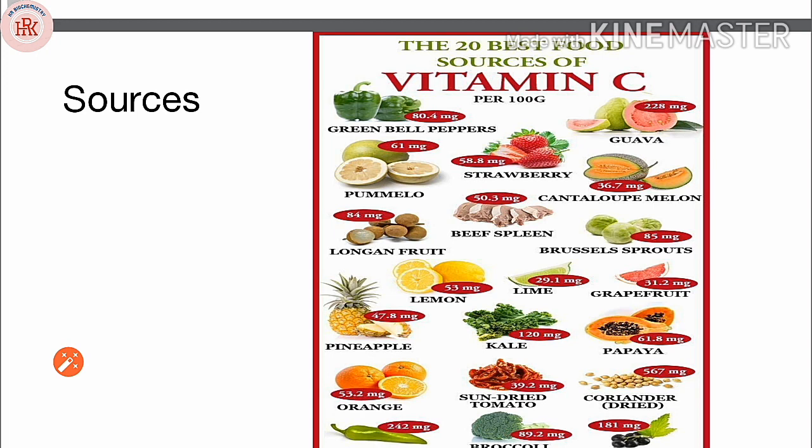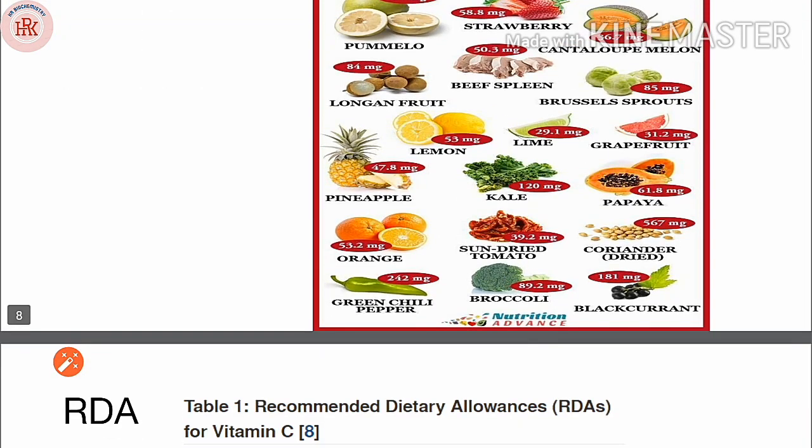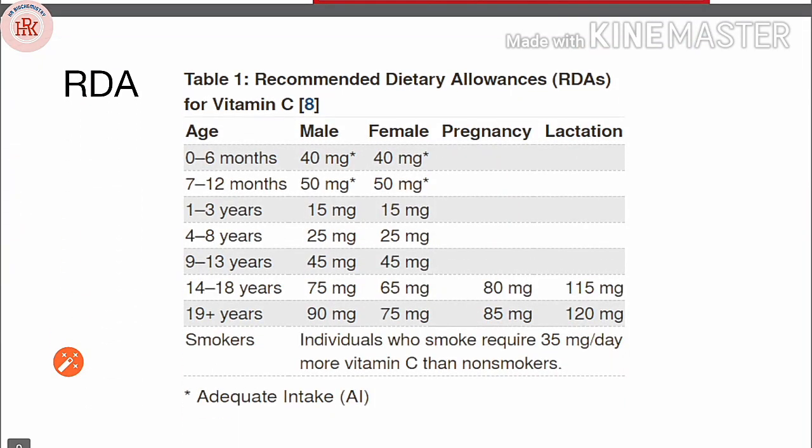Now coming to the sources from where we get vitamin C. We all know that vitamin C is present in citrus fruits and vegetables like guava, lemon, pineapple, papaya, orange, broccoli, strawberry, Indian gooseberry. All these are rich sources of vitamin C. And remember one thing, milk is a poor source of vitamin C.